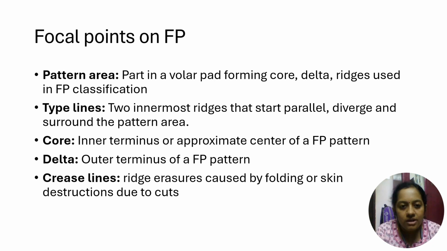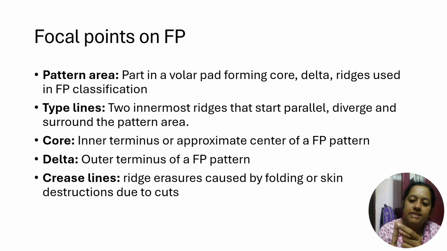This is about the focal points on a fingerprint. One is pattern area, second is type lines, third is core, fourth is delta, and fifth is crease line. Pattern area is the part of the volar pad which forms core, delta, and ridges which are used for fingerprint classification. Type lines are two innermost ridges that start parallel and diverge, surrounding the pattern area. That means it almost will be like a boundary.